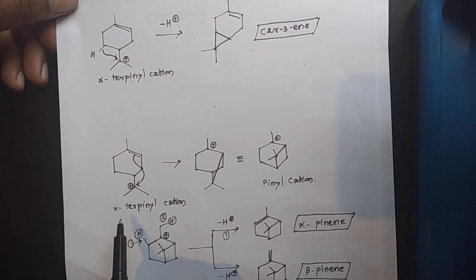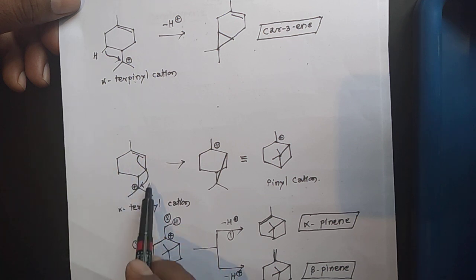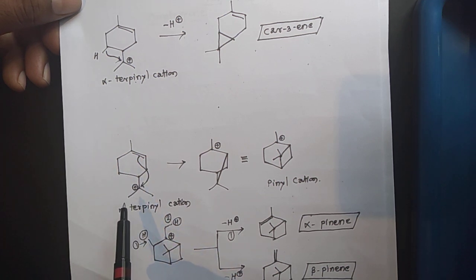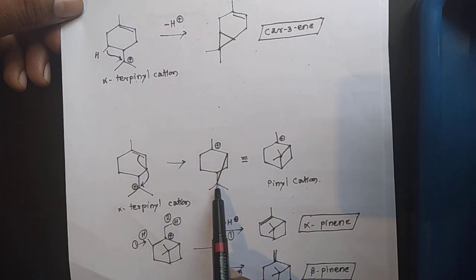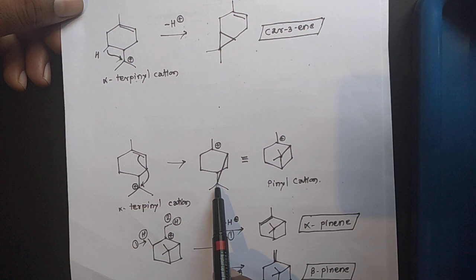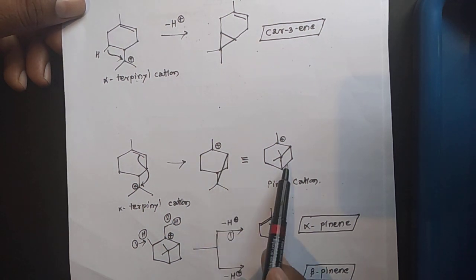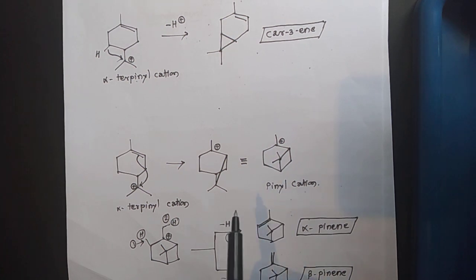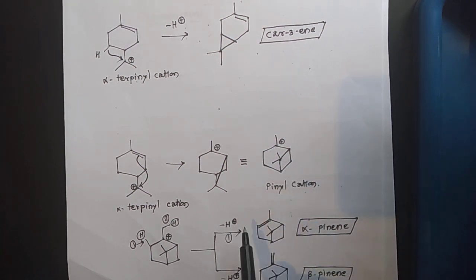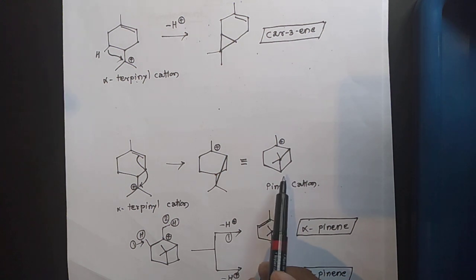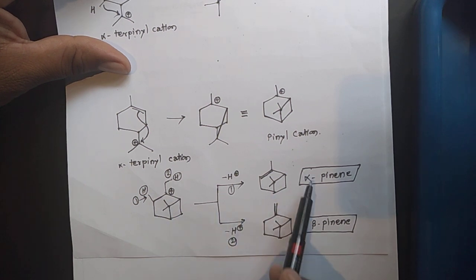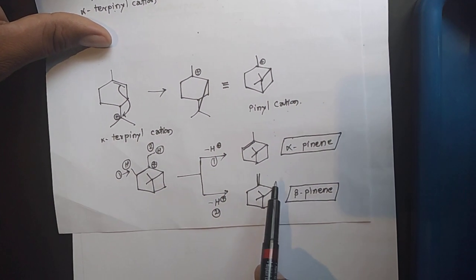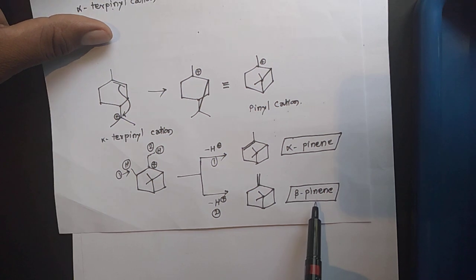So how have we prepared it? We know this alpha terpineol cation, and after shifting this bond directly to here, there will be formation of such a bond from here to here directly. So this compound we can write in this format, and it is called the pinyl cation. Using this pinyl cation, again we have prepared these two compounds, alpha pinene and beta pinene.